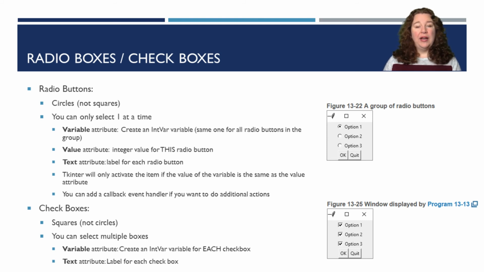So a radio button is generally in a group where all 3 or 4 of the buttons are pick one only. You can only select one. Radio buttons are usually circles, and you can only have one of them selected.